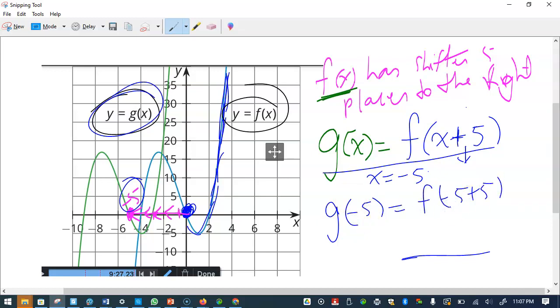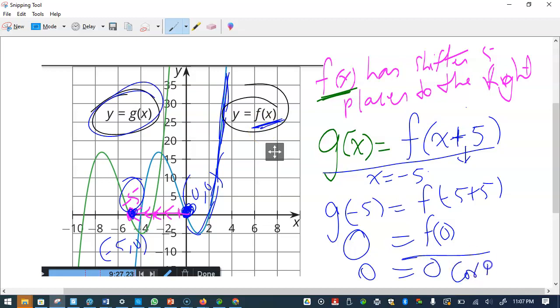So this becomes, and from the graph you can see g of -5. That's the point -5 comma 0. So this is 0, and this part is f of 0, that is 0, and f of 0 here is 0, right? So that's the f of 0 here, and that's correct. So this is correct what we did. So this is the relation between the blue graph that you see here and the green graph.